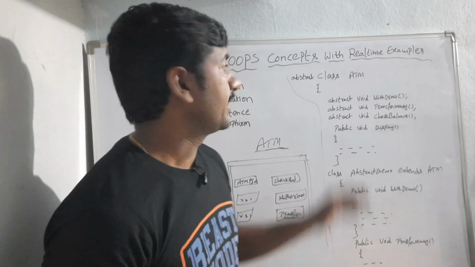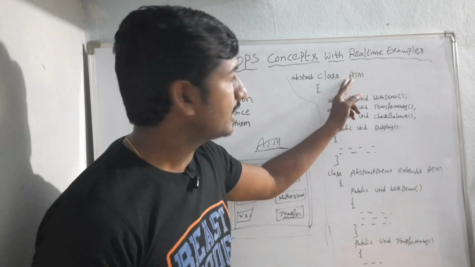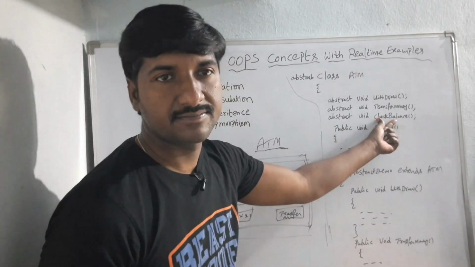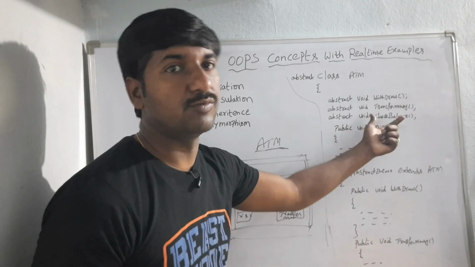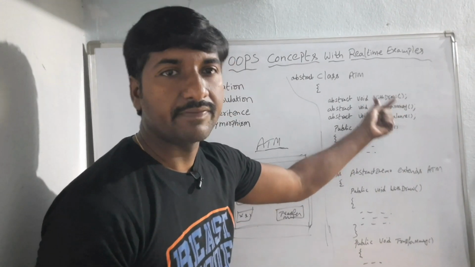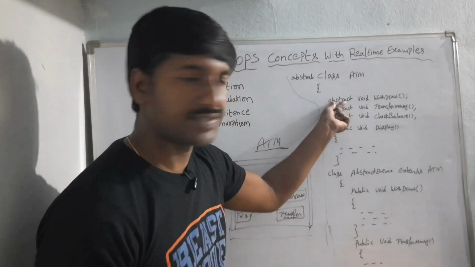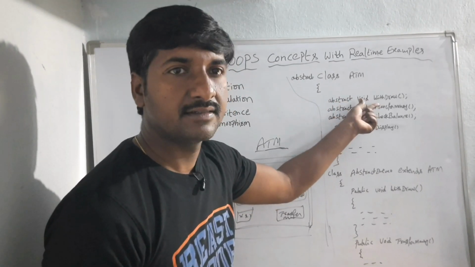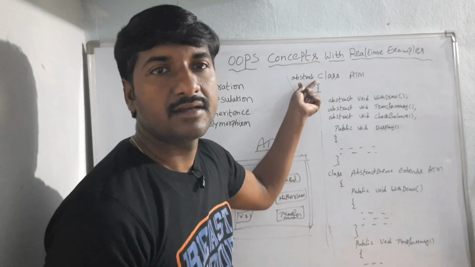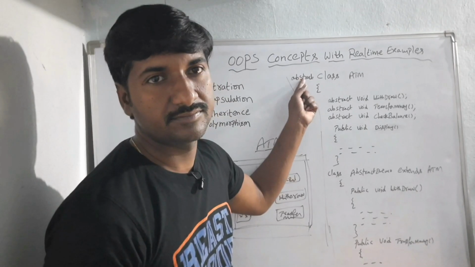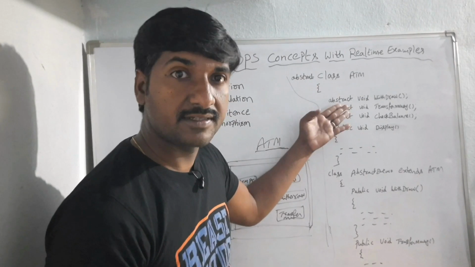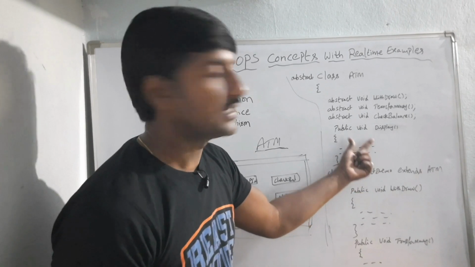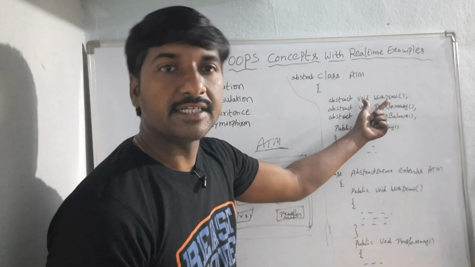Let me take one example like class ATM. In the ATM class, we have declared methods withdraw, transfer money, check balance. These methods are incomplete, that means without a body. Whenever you declare a method without a body, that method should be declared with the abstract keyword. If any class contains an abstract method, that class should be declared an abstract class by using the abstract keyword. An abstract class contains abstract methods as well as concrete methods. Concrete methods mean implemented methods. At the same time, methods without a body, that means incomplete methods, are also available.